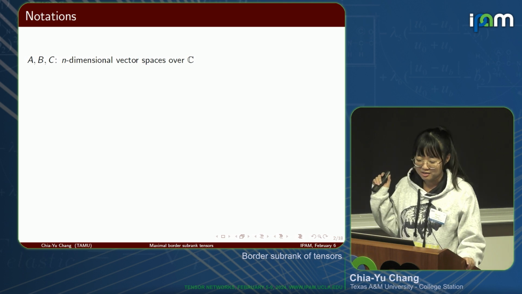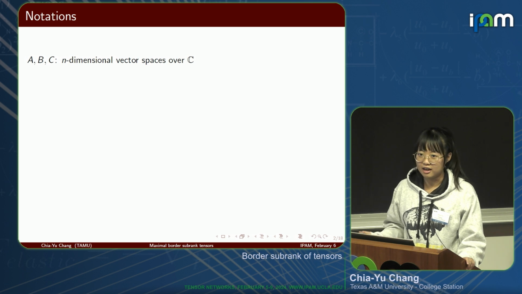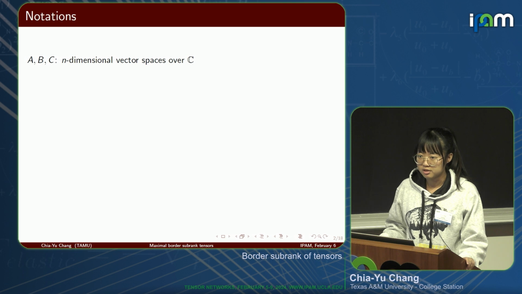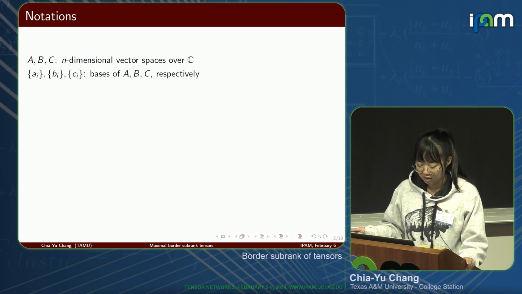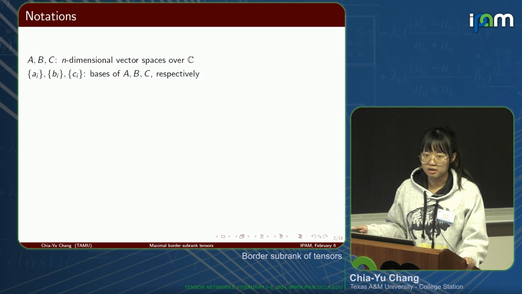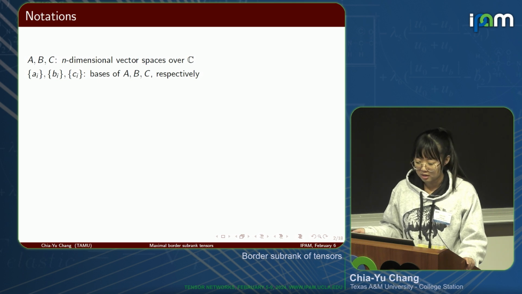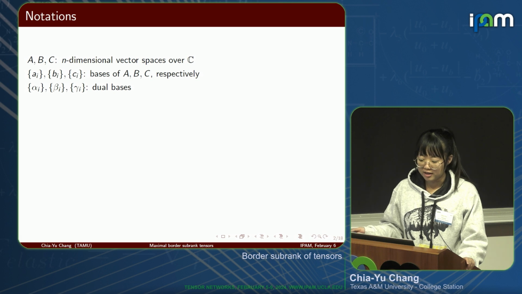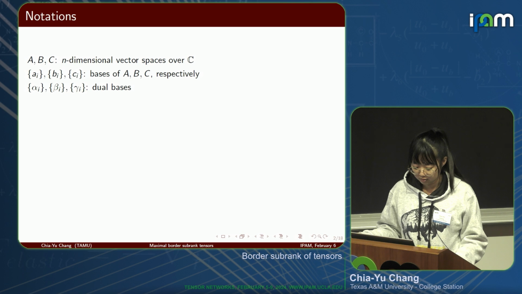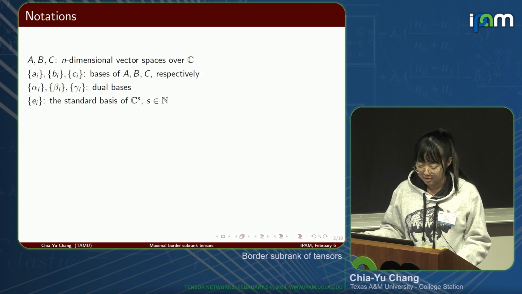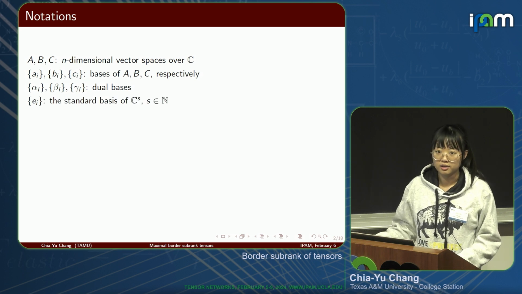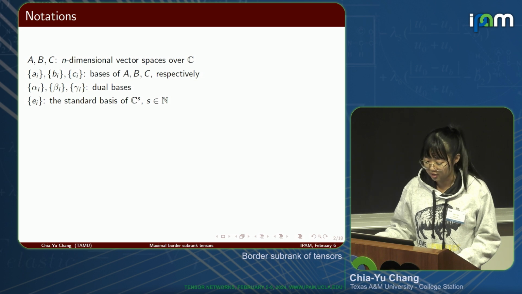Okay, so first, notations. Let me introduce some notations. A, B, and C here are n-dimensional vector spaces over the complex numbers. A_i, B_i, C_i denote the bases of those three vector spaces, and alpha_i, beta_i, gamma_i are the dual bases. And e_i is the standard basis of the vector space of dimension S.